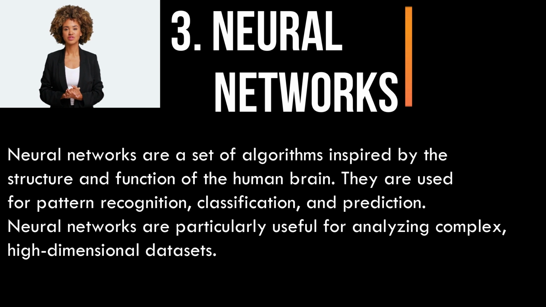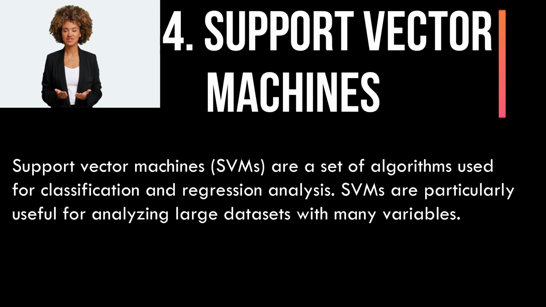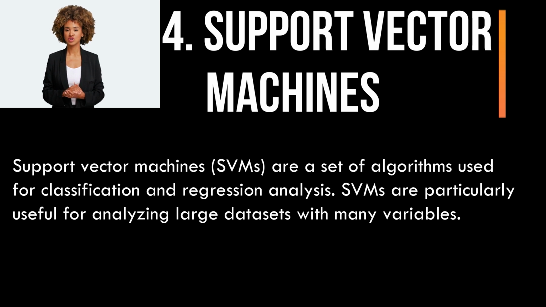3. Neural networks. Neural networks are a set of algorithms inspired by the structure and function of the human brain. They are used for pattern recognition, classification, and prediction. Neural networks are particularly useful for analyzing complex, high-dimensional datasets. 4. Support vector machines. Support vector machines, SVMs, are a set of algorithms used for classification and regression analysis. SVMs are particularly useful for analyzing large datasets with many variables.